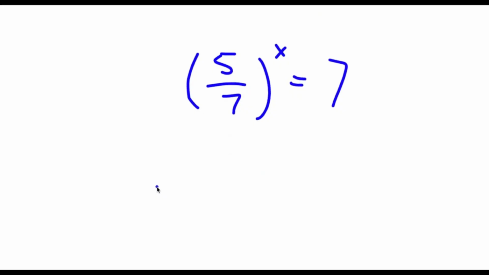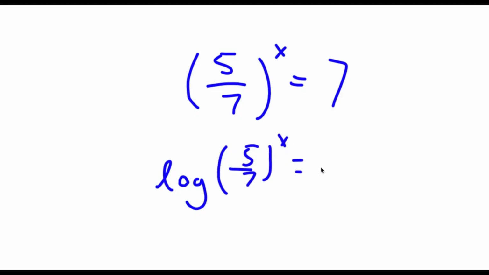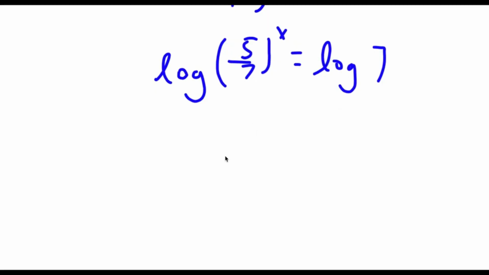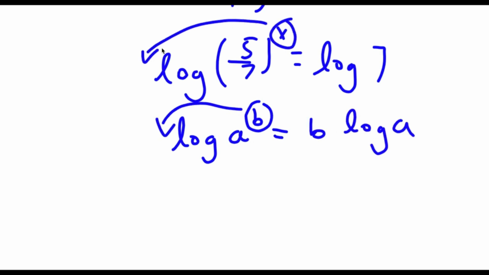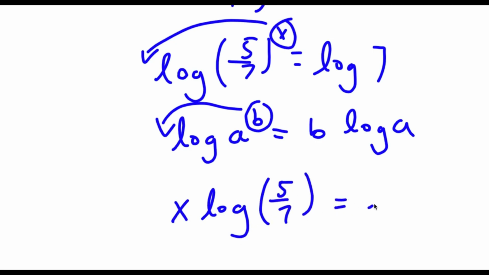Now I'm going to take the log on both sides. So I have log of 5 over 7 to the power of x is equal to log 7. Now if I have something in the form log a to the power of b, I can actually move this exponent b to the front of the logarithm. So this will equal b times log a. So I can move x here to the front. So this is going to equal x times log 5 over 7, which is equal to log 7.